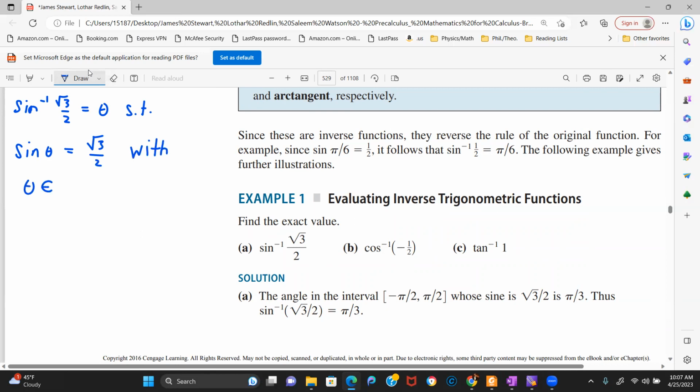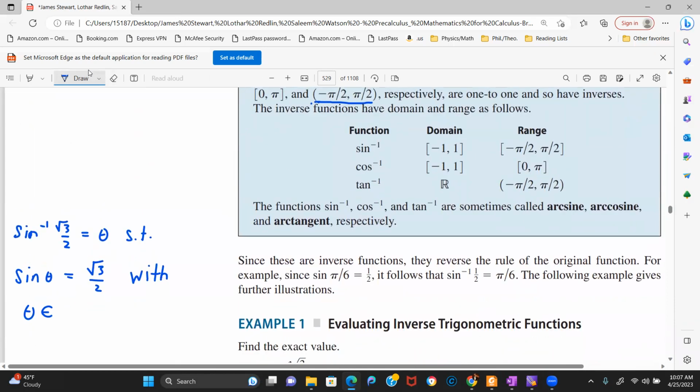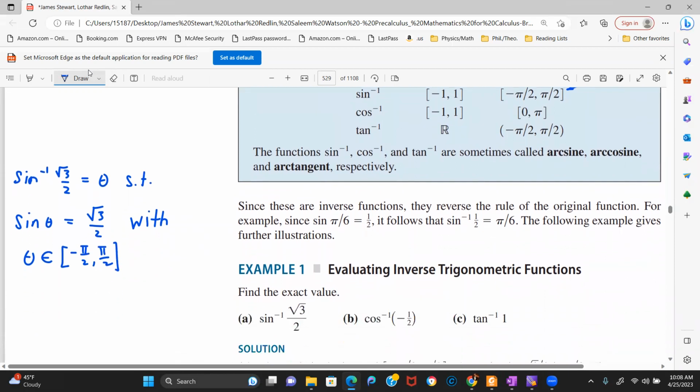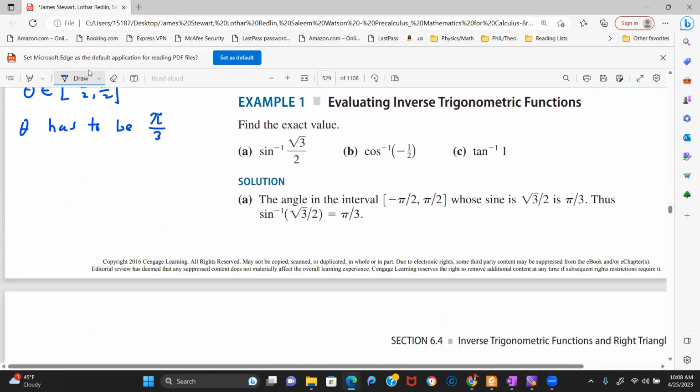We want theta to be between, well, we have to look at our range here, right here. So it's got to be between negative pi over 2 and pi over 2. So we just have to figure out what theta satisfies this equation right here. And if you think about it hard and long enough, you'll see that theta has to be pi over 3, sorry, pi over 3. Right?